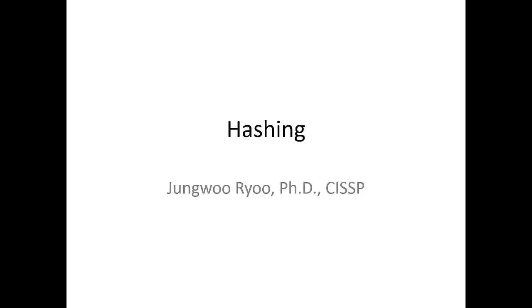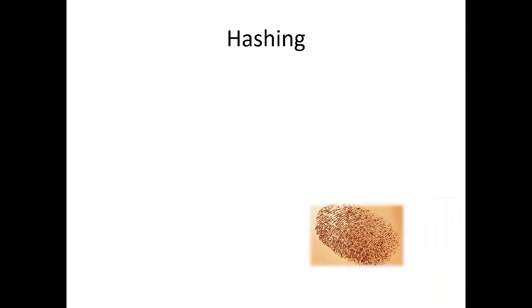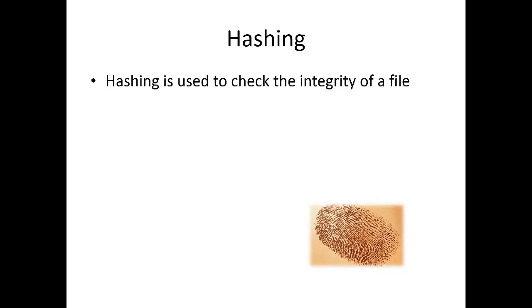In this video, we're going to talk about hashing. Earlier in the semester, we talked about three ultimate goals of information security and assurance, which were confidentiality, integrity, and availability. And hashing is actually used to check the integrity of a file. So it really touches upon the integrity aspect of your security, as you can see.